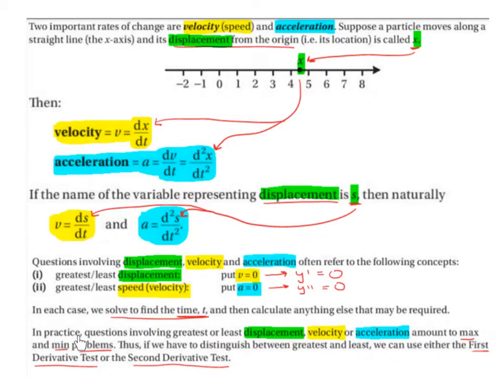In practice, questions involving greatest or least displacement, velocity, or acceleration amount to max and min problems. Thus, if we have to distinguish between greatest and least, we can use either the first derivative test or the second derivative test. So either way, when we hear mention of velocity, acceleration, displacement, we want to think differentiate.